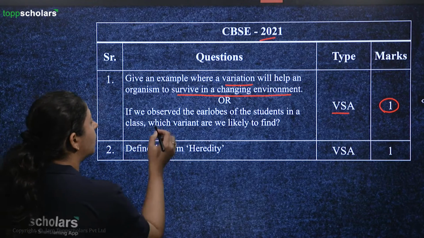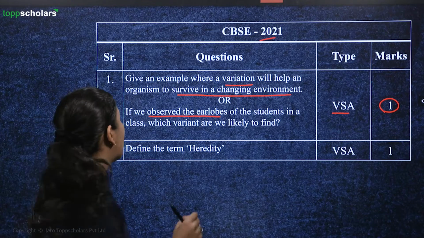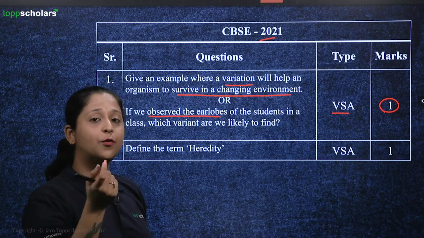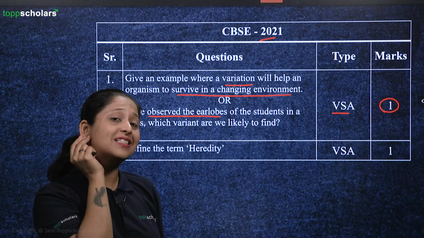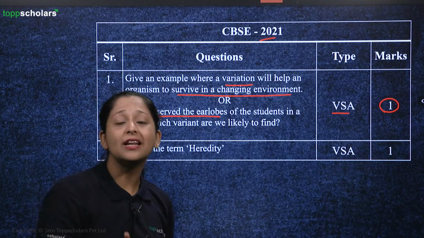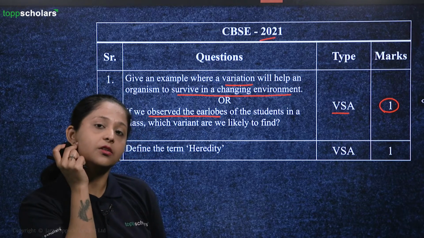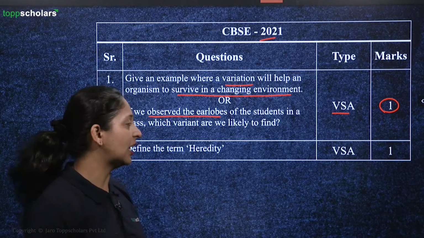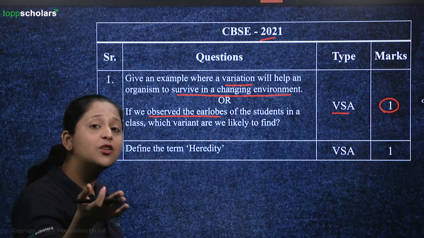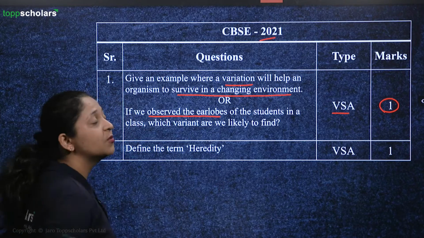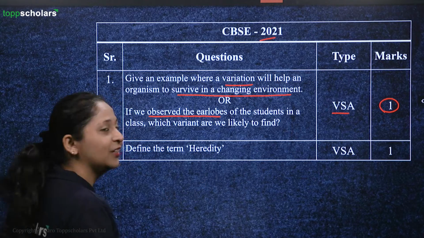Or we can also go for: if we observe the ear lobes of the students in the class, which variant are they likely to find? So, for example, about the earlobe, as you can see here right now, the earlobe is separated from the face. There is a variant you would find among the population where the earlobe is stuck to the face. So, you can also check this for yourself around you, correct? If you observe the earlobe, what type of variation would you find among the population? That's what you have to mention here. So, a very short answer type question, a 1-liner answer, and you will be good to go.